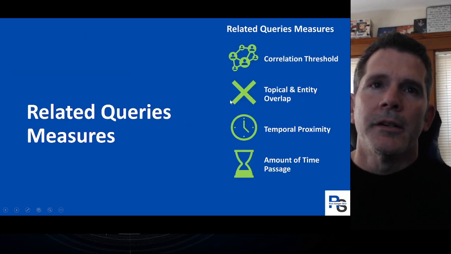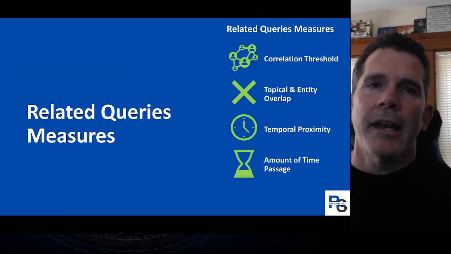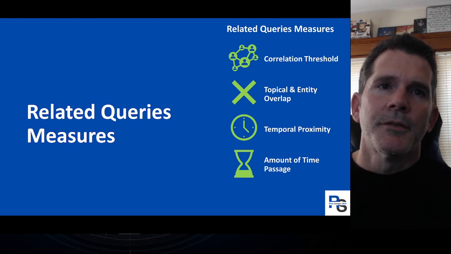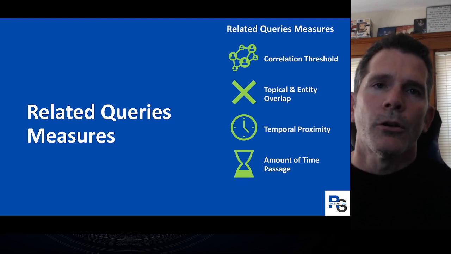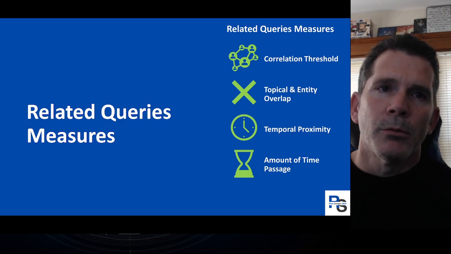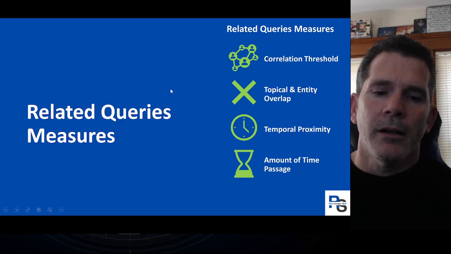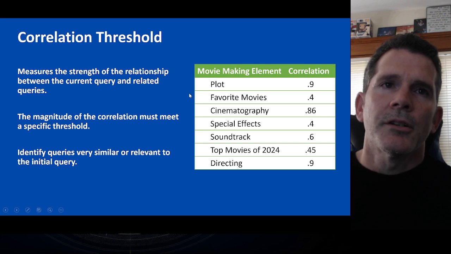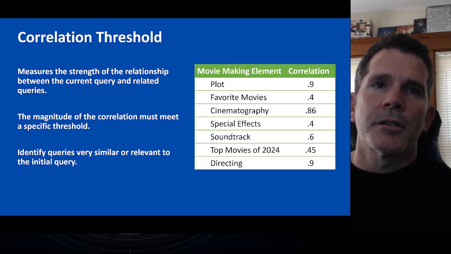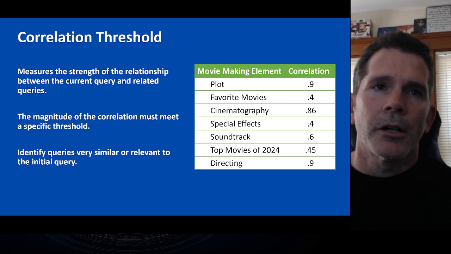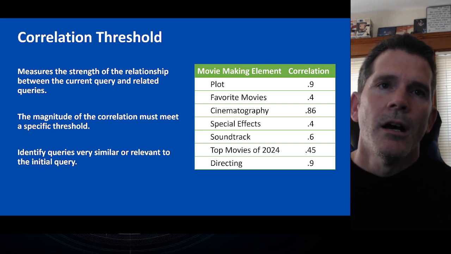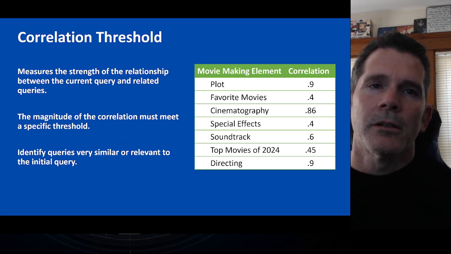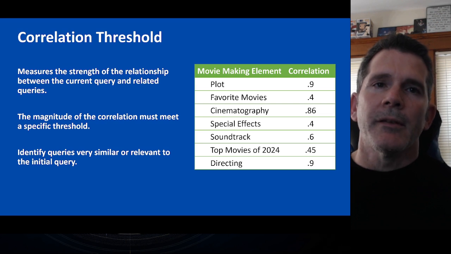Moving on to related queries measures. These are about understanding the relevance and context of search queries. This highlights correlation threshold, topical and entity overlap, temporal proximity, and the amount of time passage. The correlation threshold measures the strength of the relationship between the current query and related queries. For a search result document to be included, the correlation must meet a specific threshold.